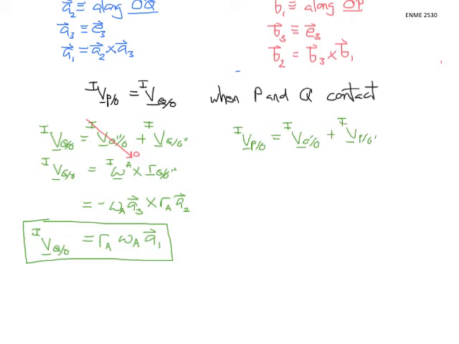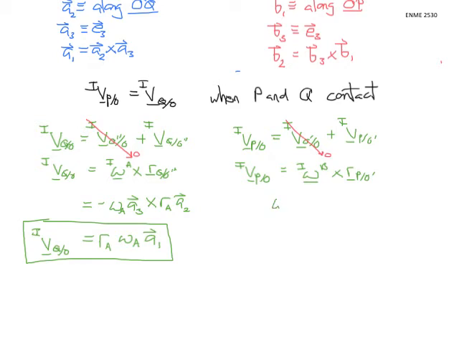We have a similar situation in which the velocity of O prime with respect to O observed in the inertial reference frame is equal to 0. And so that reduces our problem to the velocity of P with respect to O as observed in the inertial reference frame is equal to omega B as observed in I crossed with the position vector of P with respect to O prime.